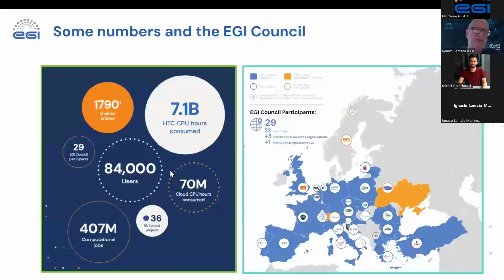Just to mention a few numbers: 84,000 users, 7.1 billion HTC CPU hours consumed, I think that was in 1 year. Almost 2,000 articles produced. We have the EGI Council. It's also distributed, not only the resources but also the management. We have 29 participants, and those are other numbers. They are located here. This presentation I'm going to leave after this, so you can have a look for more details.